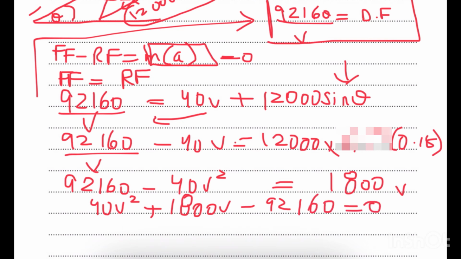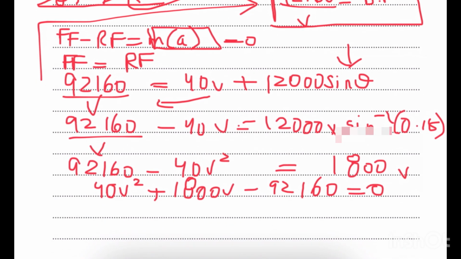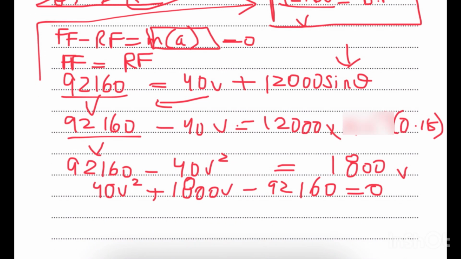Now we can apply the quadratic formula on this, and we will find that V is equal to 30.5, which is the greatest speed of the car going up the hill.